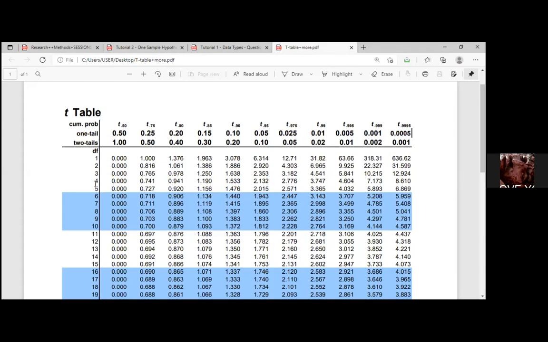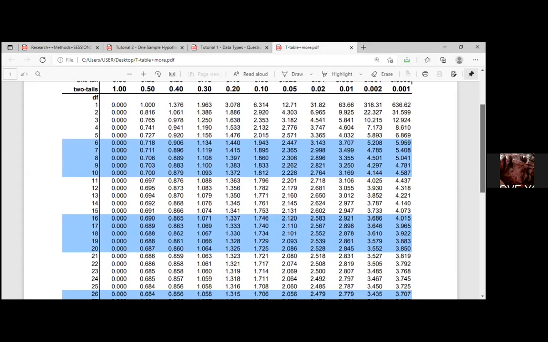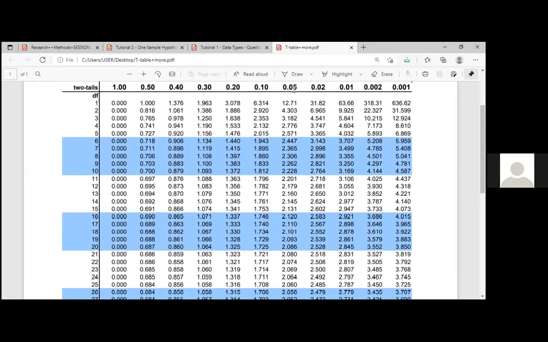Then the degrees of freedom is here. So our degrees of freedom is 25, right? So you locate the 25 to the 0.05 column under the two tails. And what do we get? 2.060. I hope we are all clear how we read it.